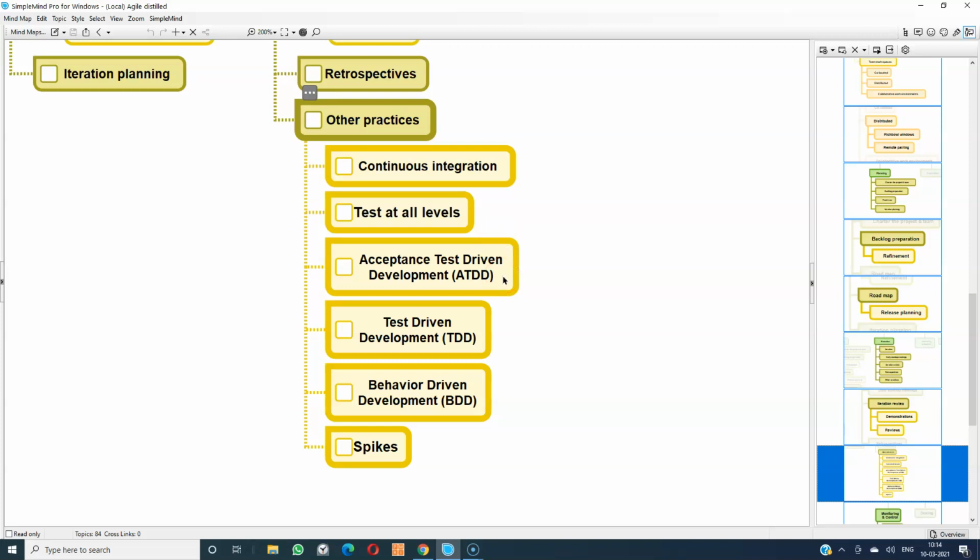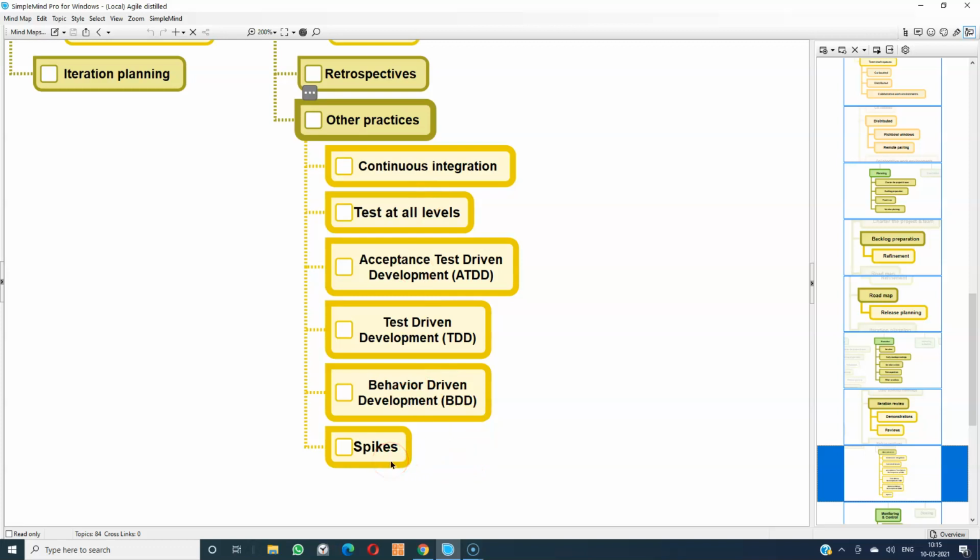Then we have acceptance test driven development. So the acceptance tests for the user stories are written up front, and you develop the user story in such a way that the test passes. That means whatever is the test must fail first, then the test must pass. Then test driven development, here we are talking about automating the unit level tests. Then behavior driven development. So if the developed component behaves in a particular way, that is the proof. That kind of an approach, we call it behavior driven development.